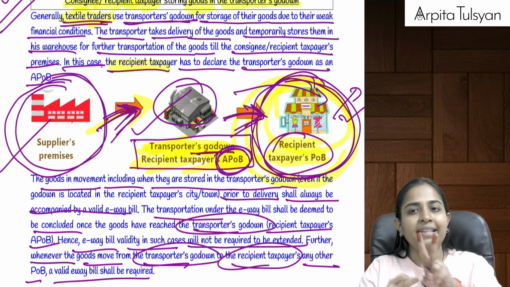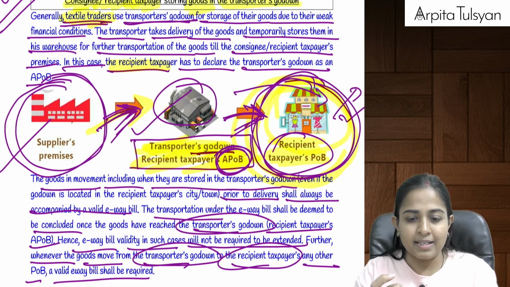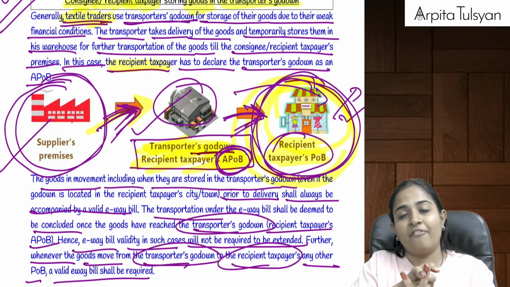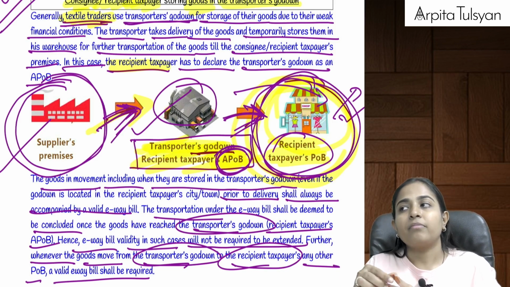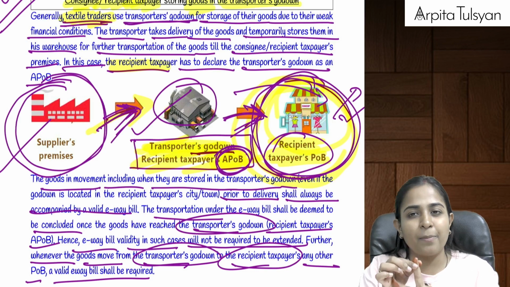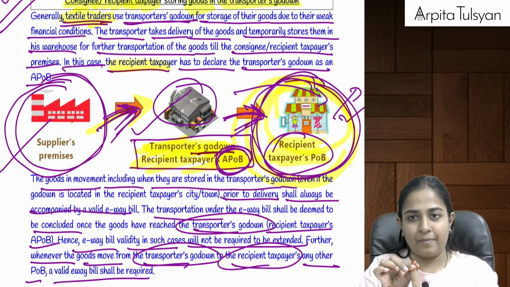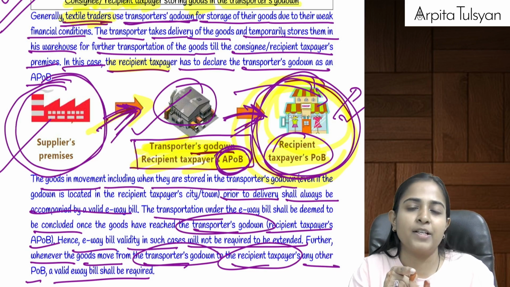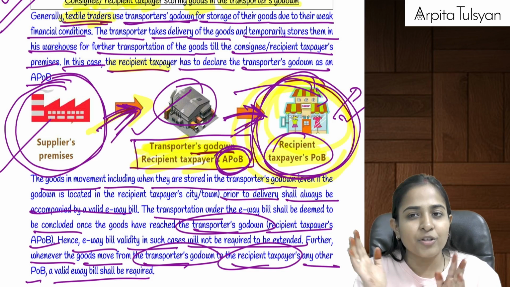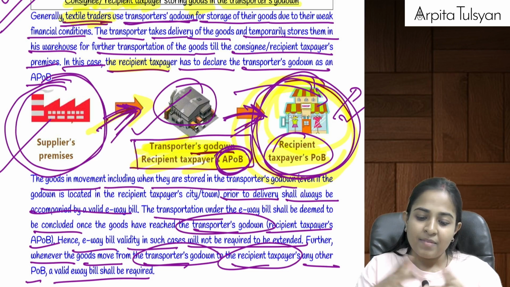For the recipient, there will be 2 places. One is your place of business, and the transporter's place, the warehouse, will be shown as an additional place of business. So we had studied that the records relating to the additional place of business should be maintained there. But the recipient can still maintain them at the principal place of business after informing the jurisdictional officer. Are you clear with this?